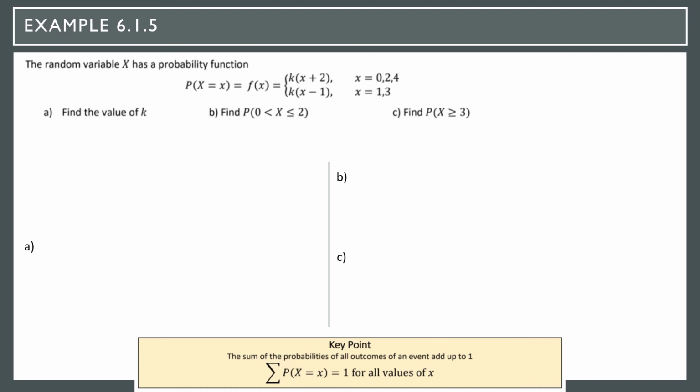Example 6.1.5. So again we've been given a discrete random variable, but in this case we've been given the probability mass function rather than the probability distribution. And similarly to the examples earlier, we need to find some probabilities, but before we do that we need to find an unknown value, in this case k. What I would say is if you are unsure of where to start, try rewriting your probability mass function as a probability distribution and try working from there. If everyone can then pause the video now and attempt this example, and then we'll run through it together.